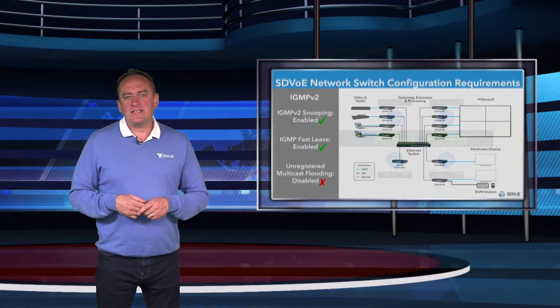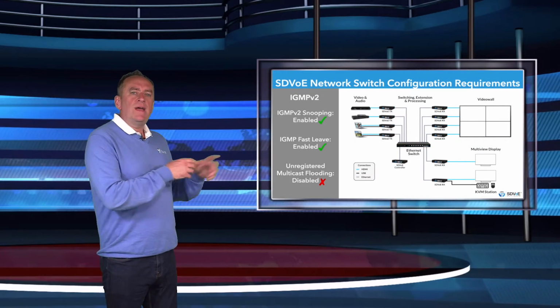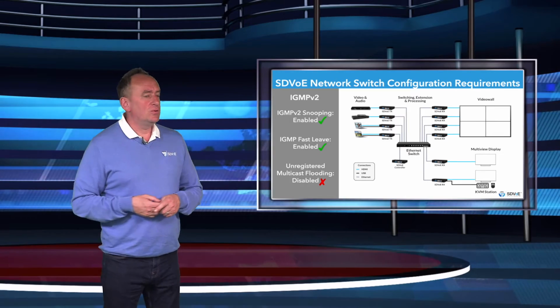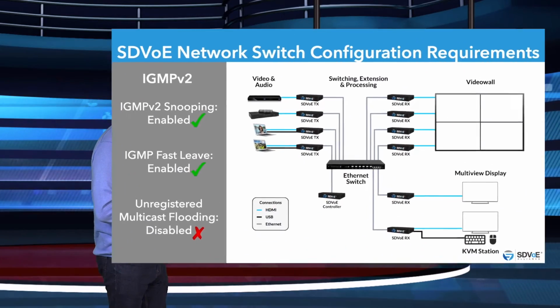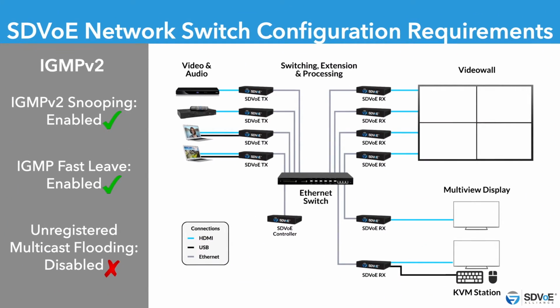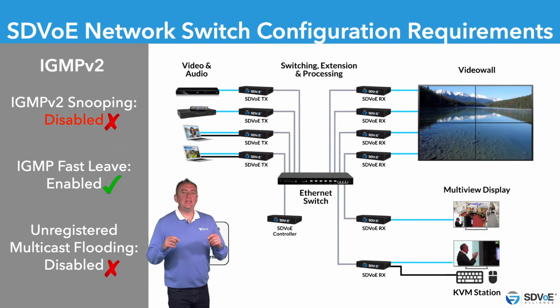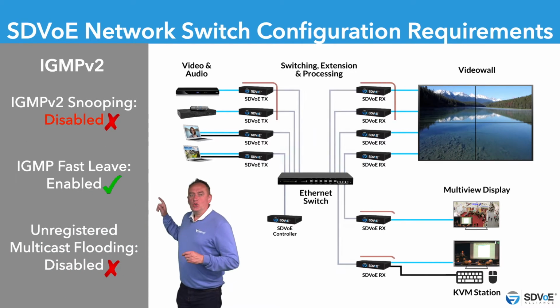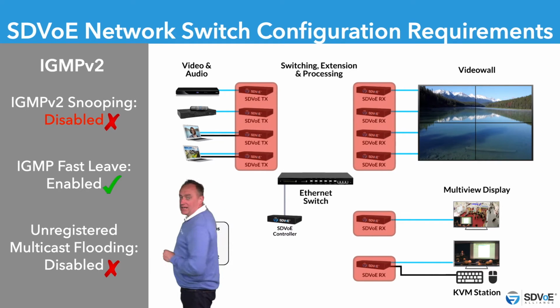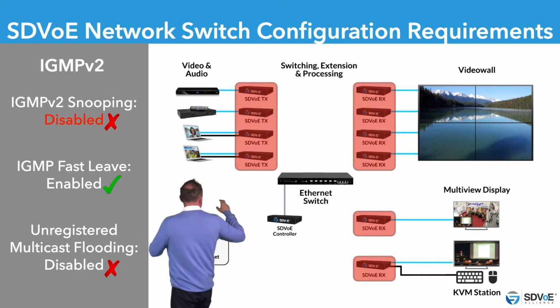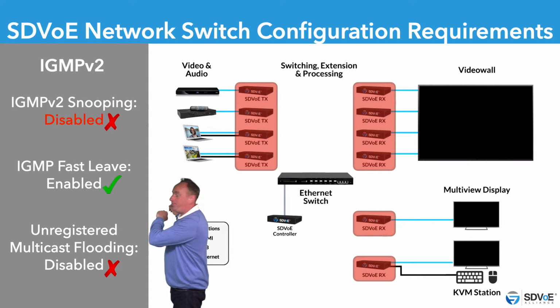Let's revisit our SDVoE topology to see why these settings are so important. There are only 3 settings you need to get right in your switch, and thankfully, there are clear signs to determine if you have missed one of them. If you have not enabled IGMP snooping, your receivers will not be able to connect to the transmitters, so you'll see no image at all.